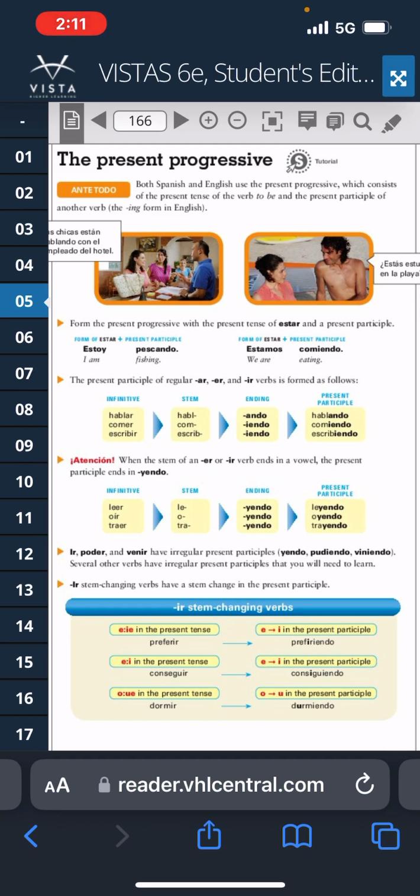IR stem-changing verbs have a stem change in the present participle. E to IE in the present tense, preferir. E to I in the present participle, prefiriendo. E to IE in the present tense, conseguir. E to I in the present participle, consiguiendo. O to UE in the present tense, O to U in the present participle, durmiendo.